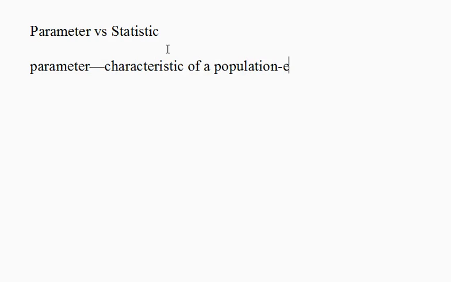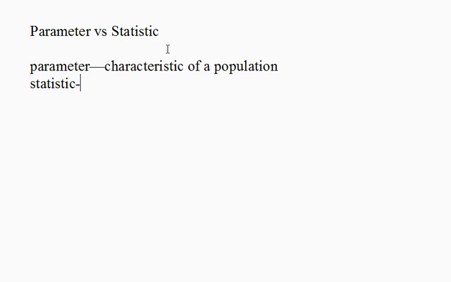Parameters in statistics are characteristics of whatever population or sample, as the case may be, that we're looking at. So parameter is the word that goes with population, and statistic is the word that goes with sample. A parameter is any characteristic of a population, which, remember, is everybody we care about, all of the population.